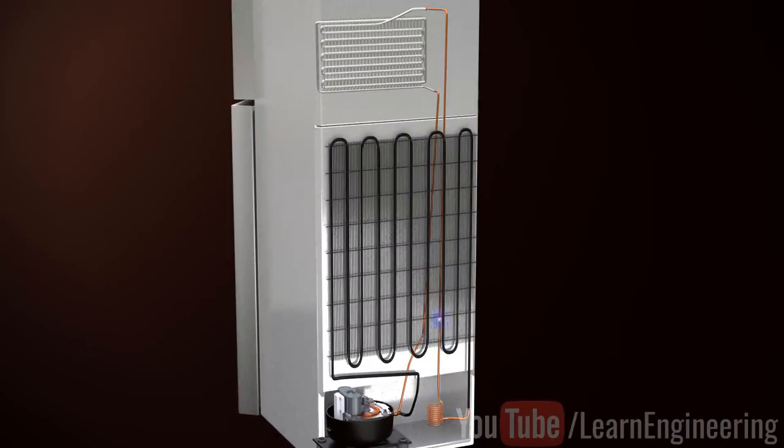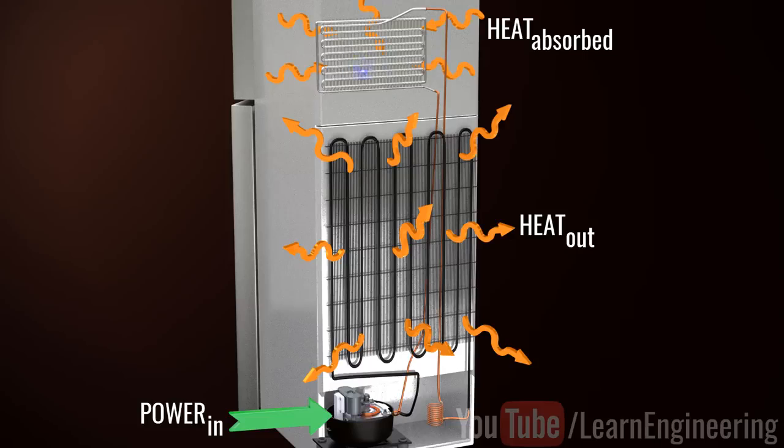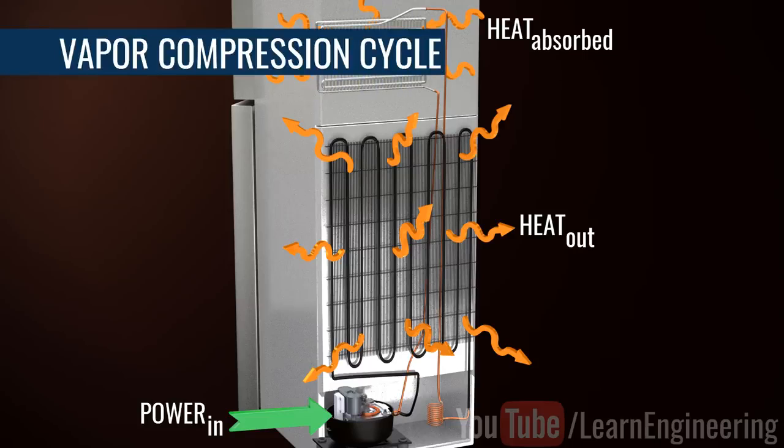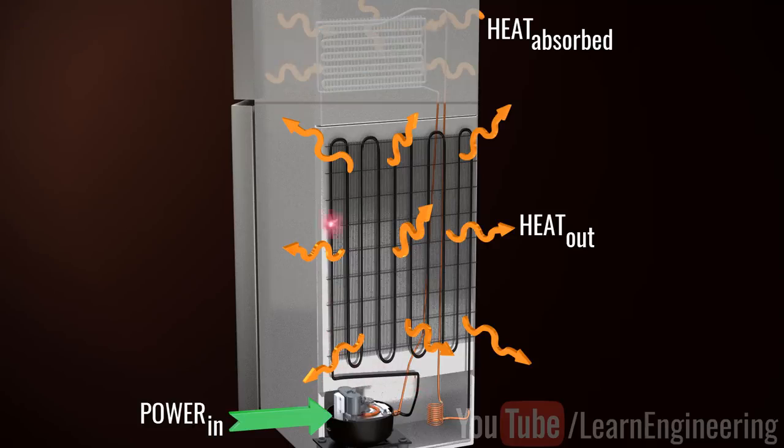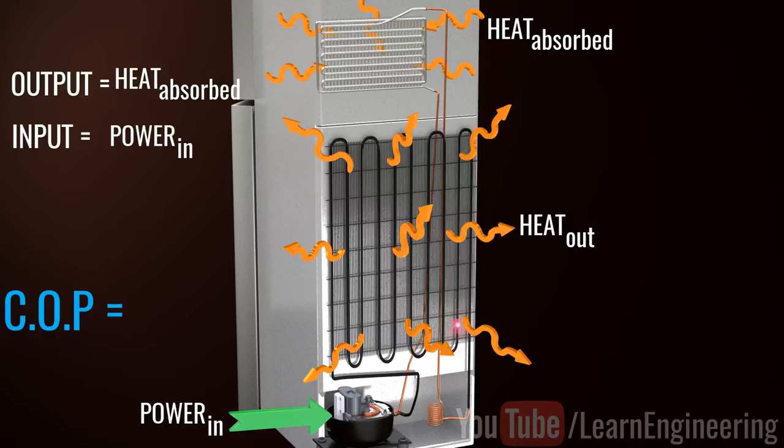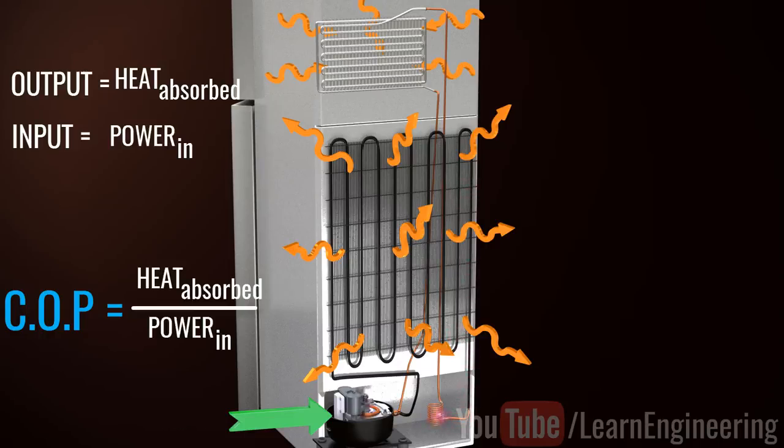Just by repeating this cycle over and over, we will be able to achieve a continuous cooling effect. This cycle is more specifically called the vapor compression cycle. Refrigerator performance can be evaluated using a term called coefficient of performance. Performance is output divided by input, so the coefficient of performance can be easily defined as follows.